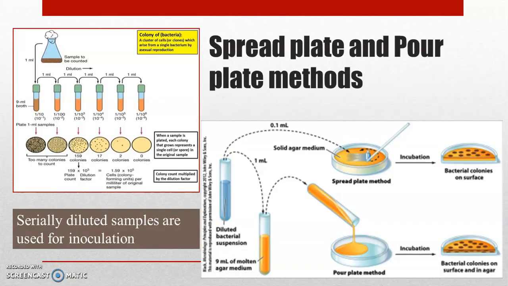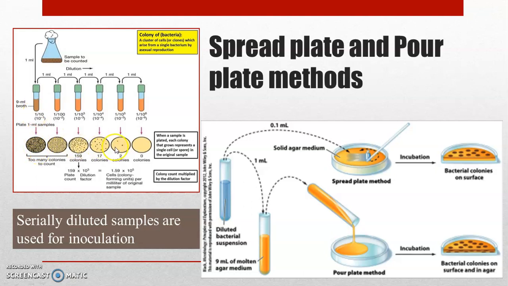and the viable cell count is done by spread plate method and pour plate method. And before doing spread plate method or pour plate method, we have to first do serial dilution of the sample, otherwise if we are using undiluted sample, as you see here, the bacterial growth will be overcrowded, so that it is impossible to count the individual bacterial colonies.